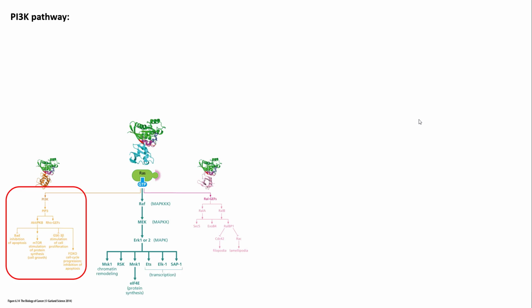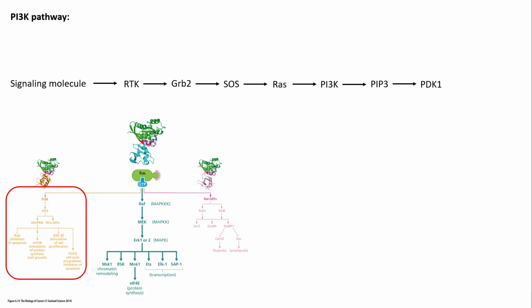PI3 kinase pathway. The PI3 kinase pathway is activated by RAS, just like the MAP kinase pathway. The signaling molecule will activate RTK, which then activates GRB2, which activates SOS, which activates RAS. RAS goes on to activate PI3 kinase. PI3 kinase goes on to activate PIP3, and PIP3 will activate PDK1.